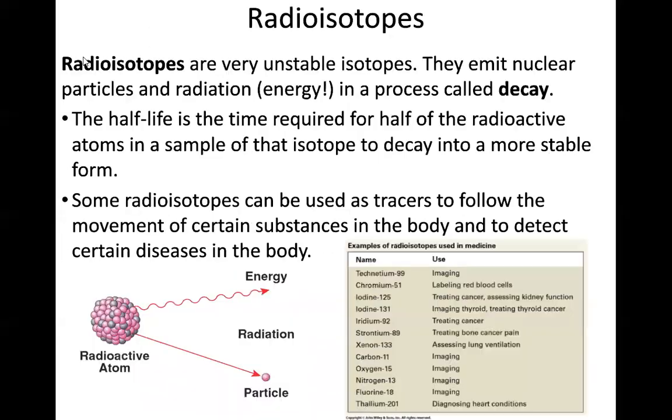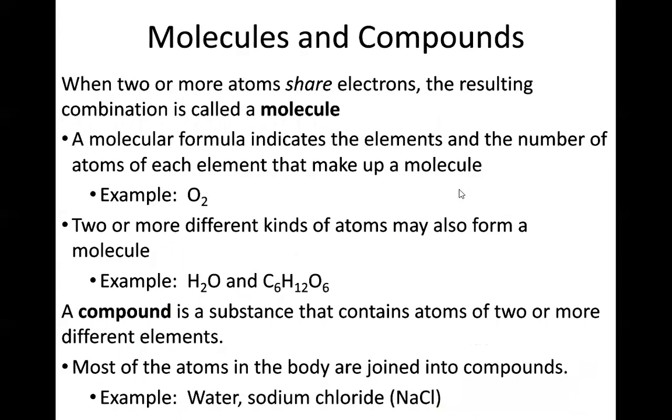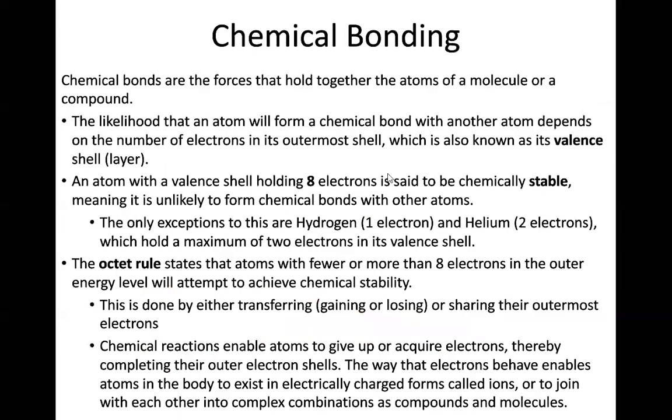So if I go back to this figure, really all you have to do to figure out if an atom is going to try to bond is look in this last ring. Shell, layer, whatever you want to call it. Okay, that's what we call its valence. Valence shell, valence ring, valence layer, whatever.